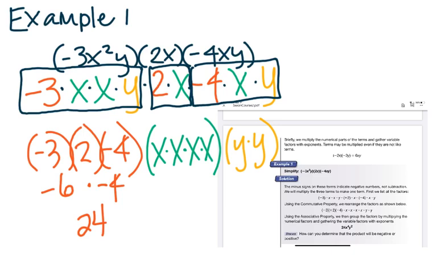Now, how many x's do I have? 1, 2, 3, 4. So I have x to the 4th power. I have 2 y's, so I have y to the second power. And that is my final answer.